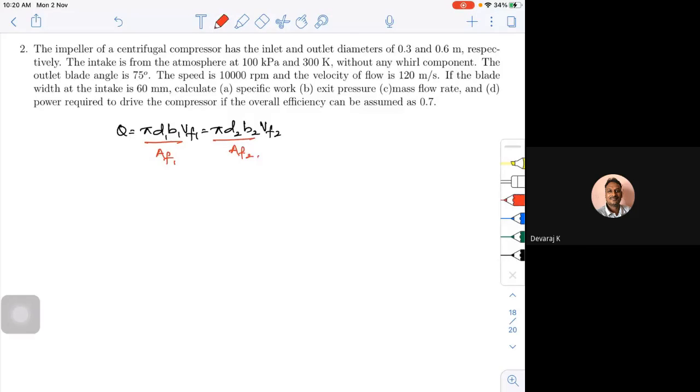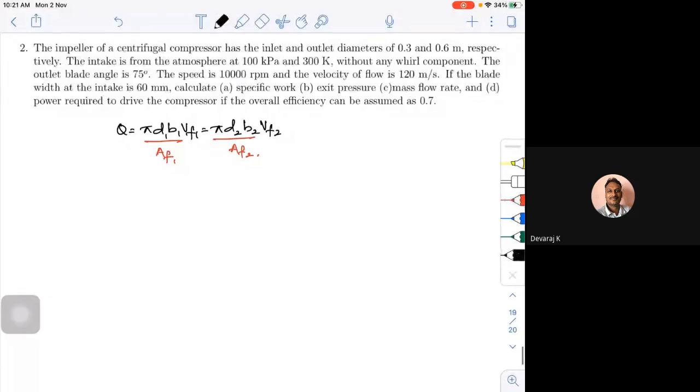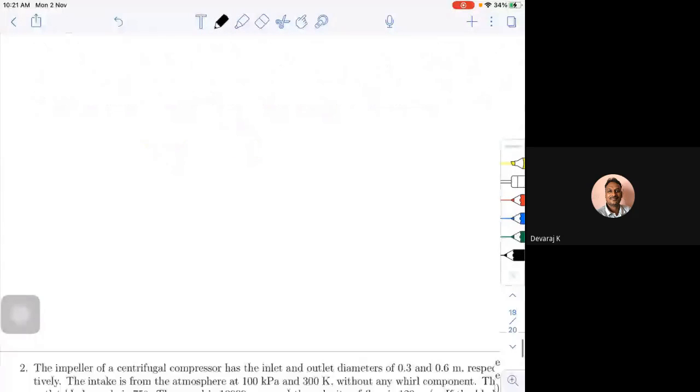This is the only change. In the previous problem, Q was given; here you have to find Q. Once you know the value of D1 and B1 is given, just substitute, find the discharge and try to solve it. In the previous problem, pressure ratio was given; here you are supposed to find the exit pressure. It's very similar to your first problem. I want you people to try this second problem. Meanwhile, I'll try to solve the third problem.